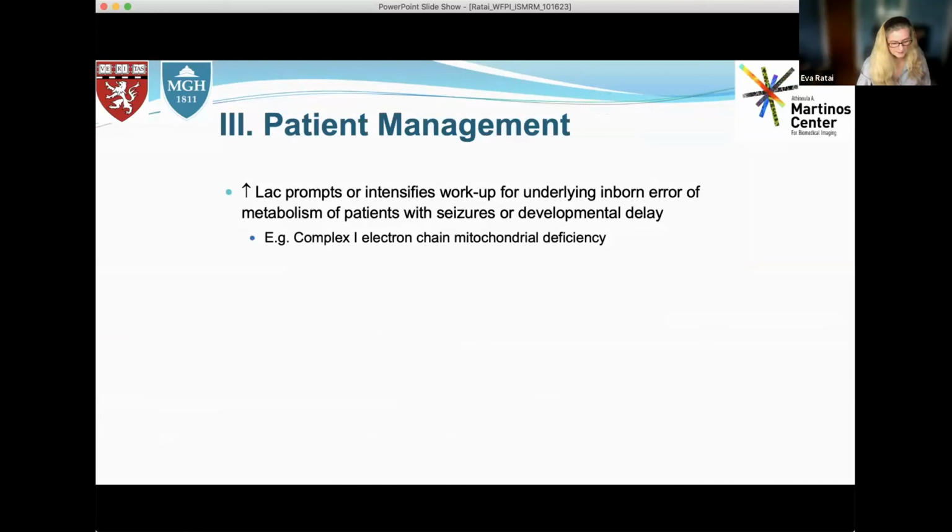Sometimes we don't get a slam-dunk diagnosis on spectroscopy, but maybe an increase in lactate prompts or intensifies the workup for an underlying inborn error of metabolism, like in this one case where the kid had mitochondrial deficiency.